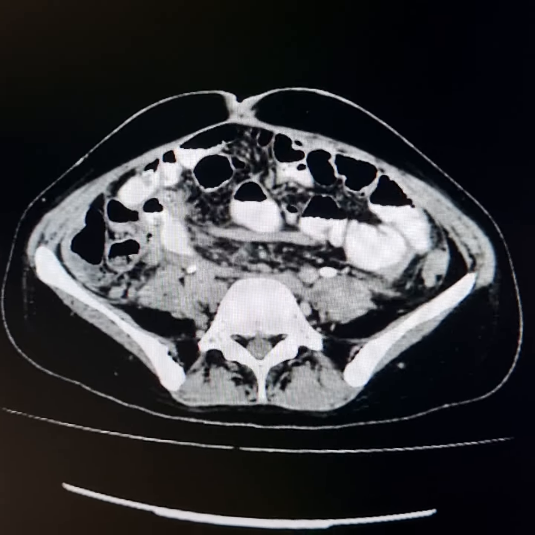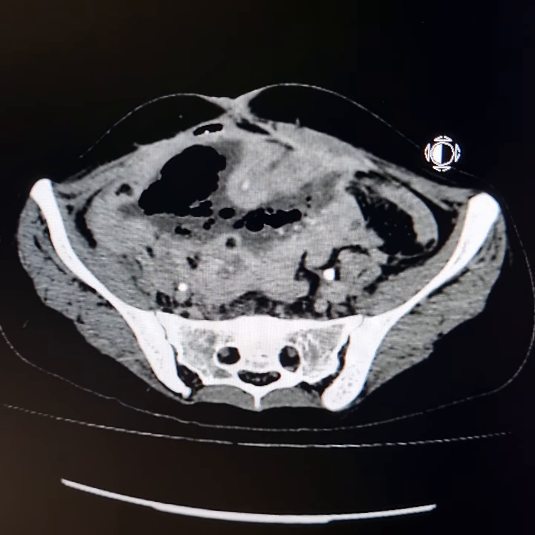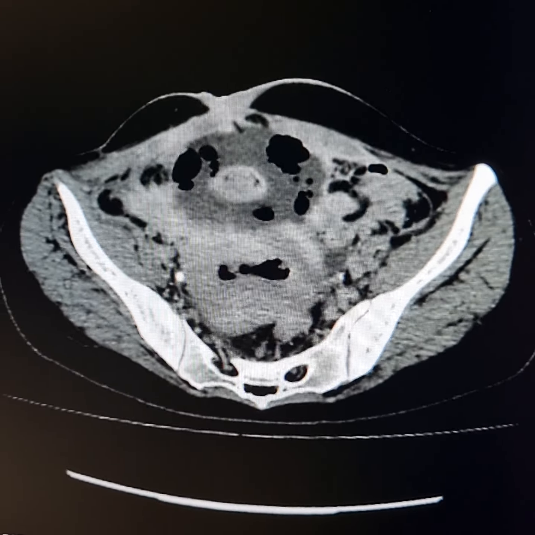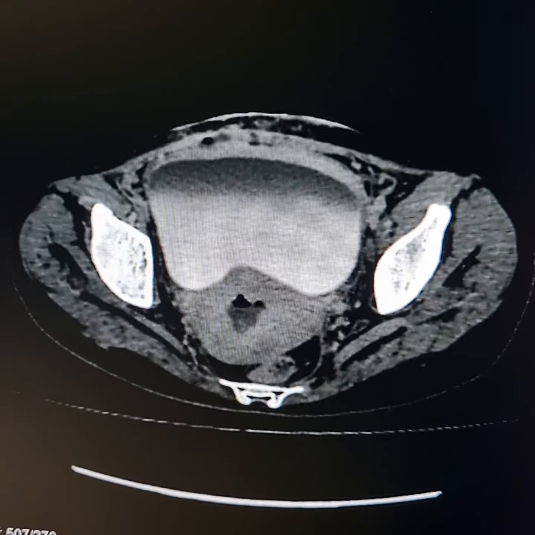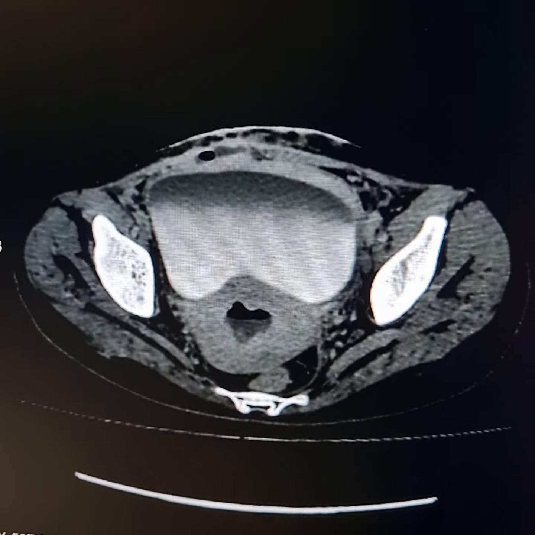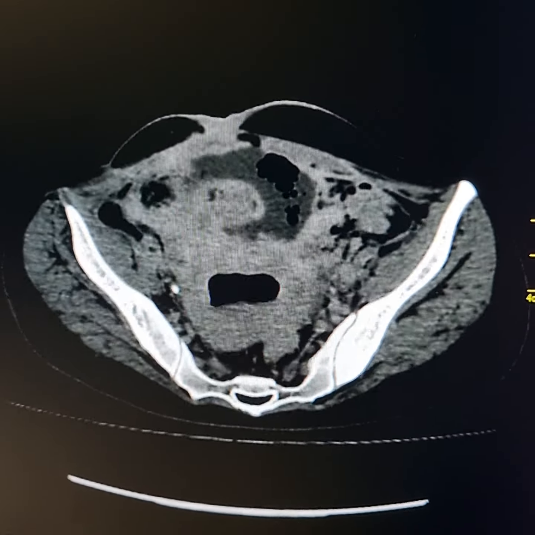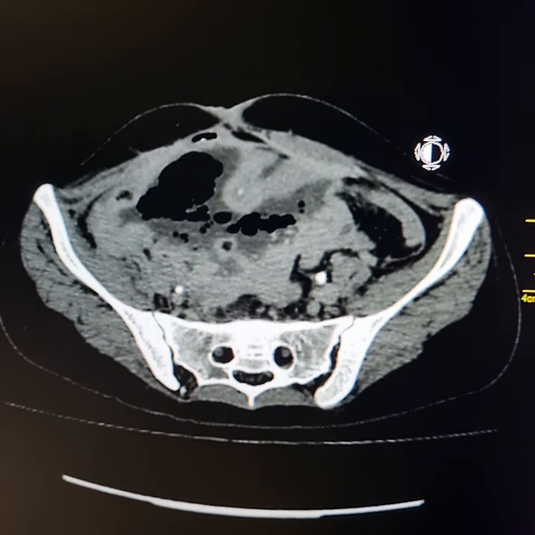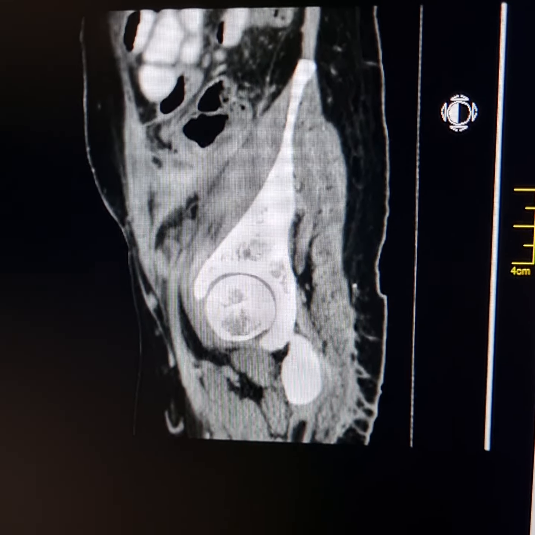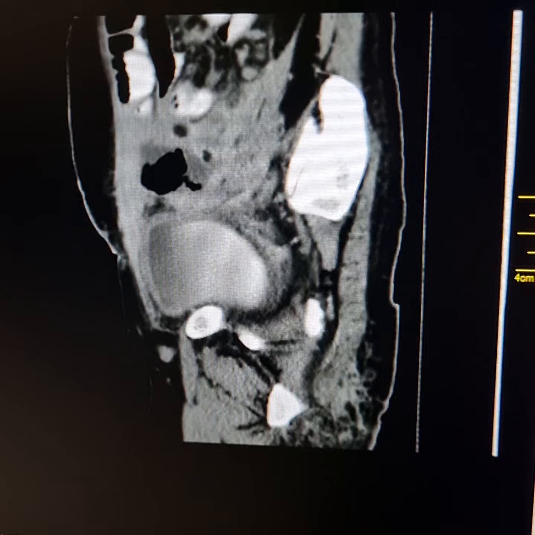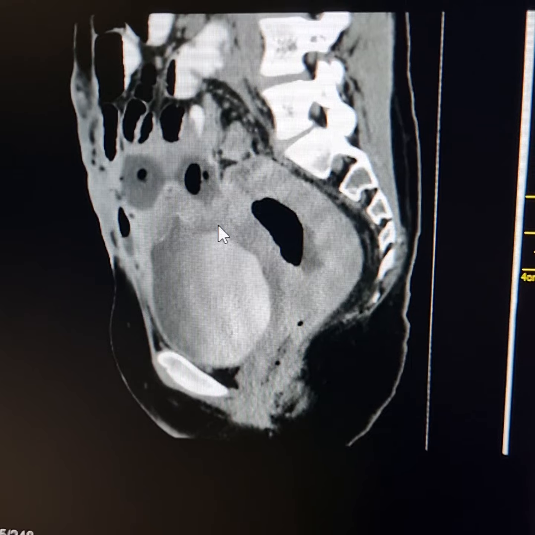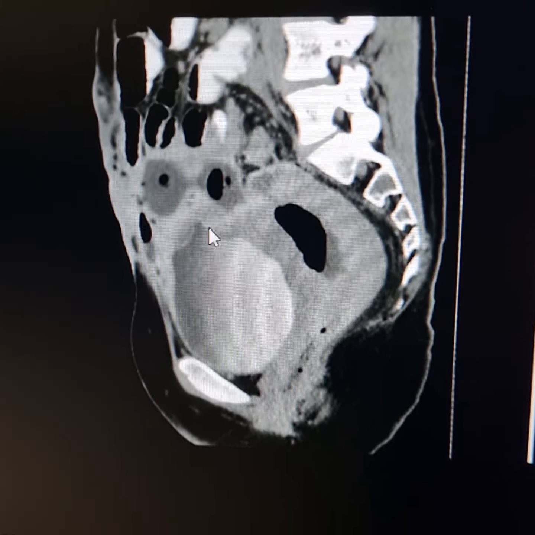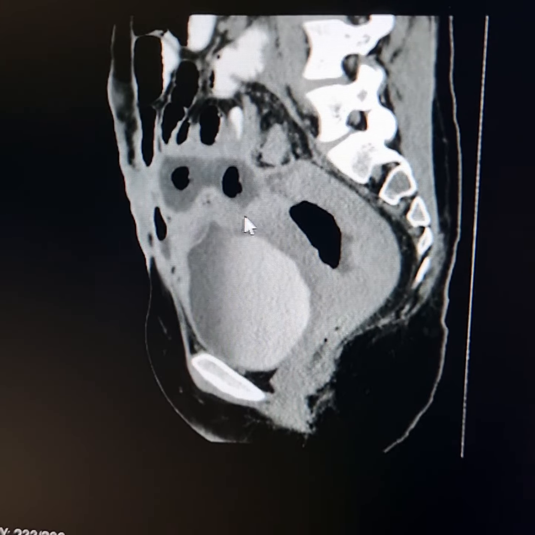Now this is the delayed scan. Superior wall of urinary bladder is thickened, however, there is no communication of the urinary bladder with either the abscess or the uterine cavity. This is the delayed sagittal scan. This one is the abscess cavity here. Please observe the thickened wall of urinary bladder superiorly, suggestive of inflammation and its adherence.